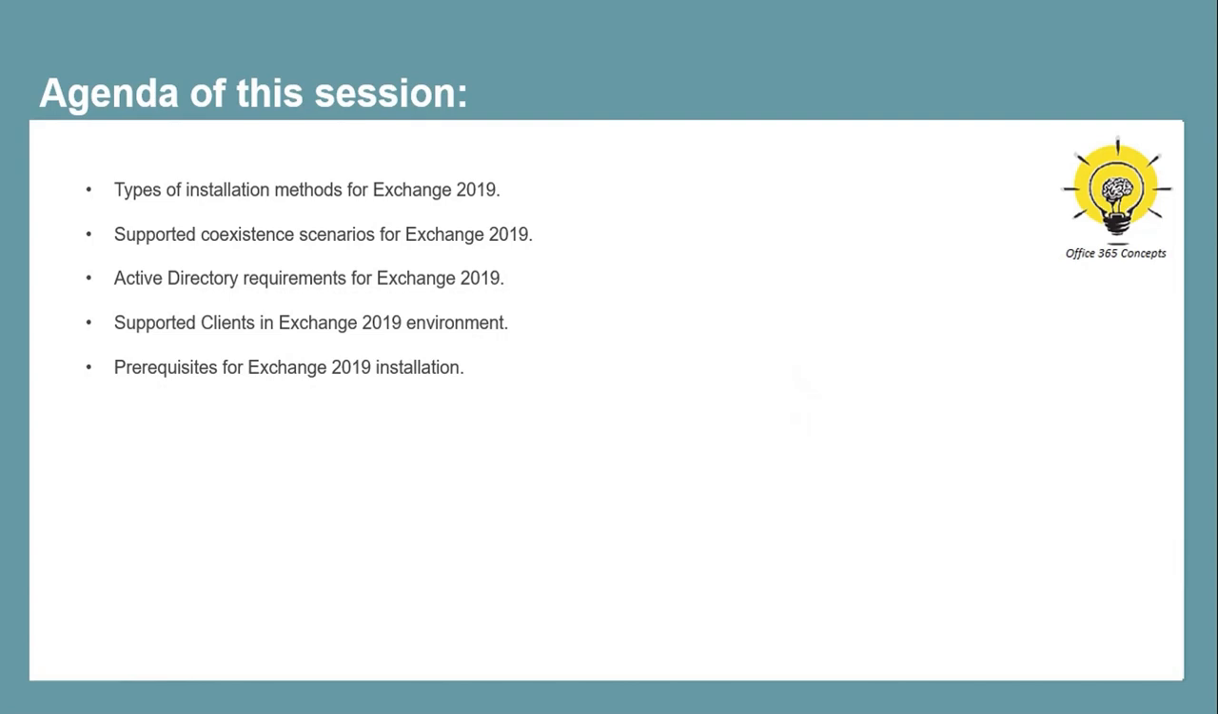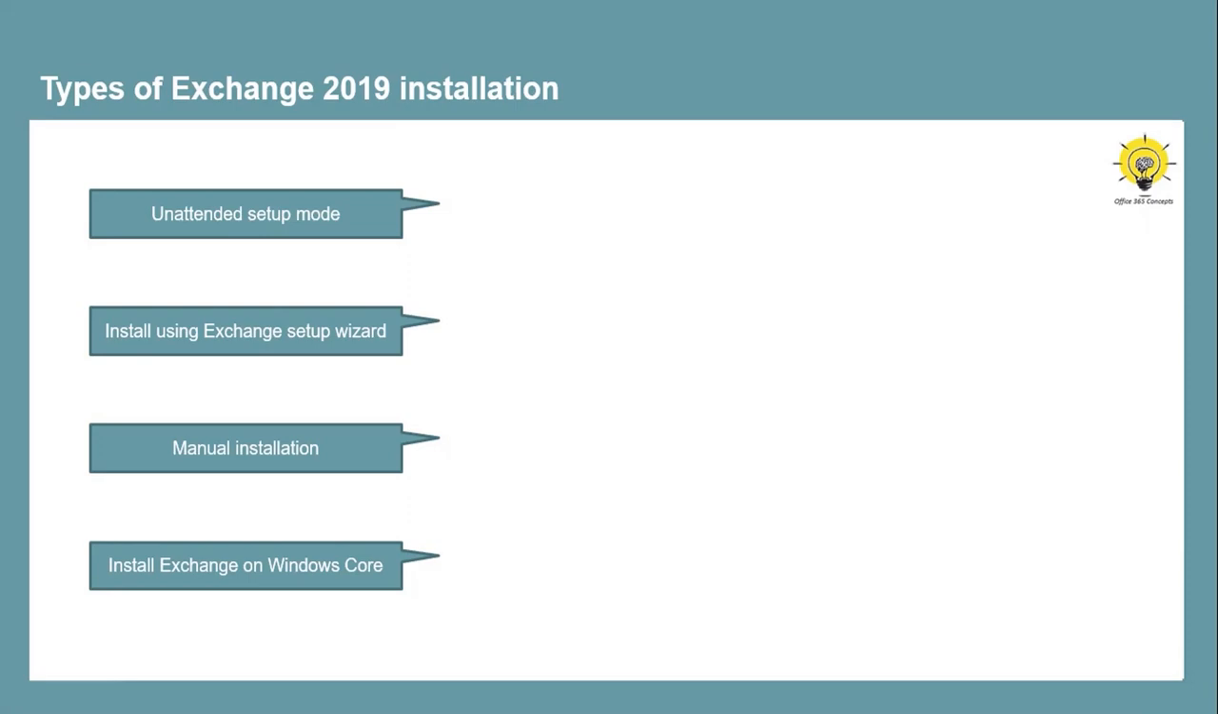So let's start with discussing the different types of installation methods for Exchange Server 2019. We can perform Exchange 2019 installation in four ways. These methods are unattended setup mode. We can install Exchange 2019 using Exchange Setup Wizard. We can install Exchange 2019 manually, and we can install Exchange 2019 on Windows Core as well.